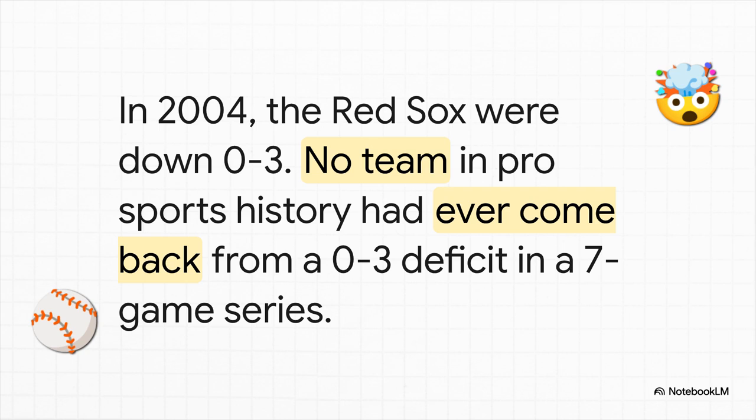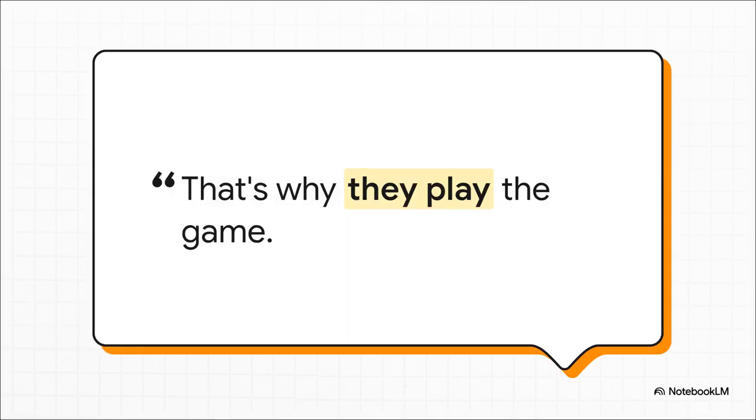Now, the evidence here was just overwhelming. In the entire history of professional sports, we're talking baseball, basketball, hockey, no team had ever come back from an 0-3 hole to win a 7-game series. I mean, ever. All the data, all the history pointed to one single conclusion. But then, the Red Sox won Game 4, and then they won Game 5, then Game 6, and Game 7. They did what everyone thought was impossible.